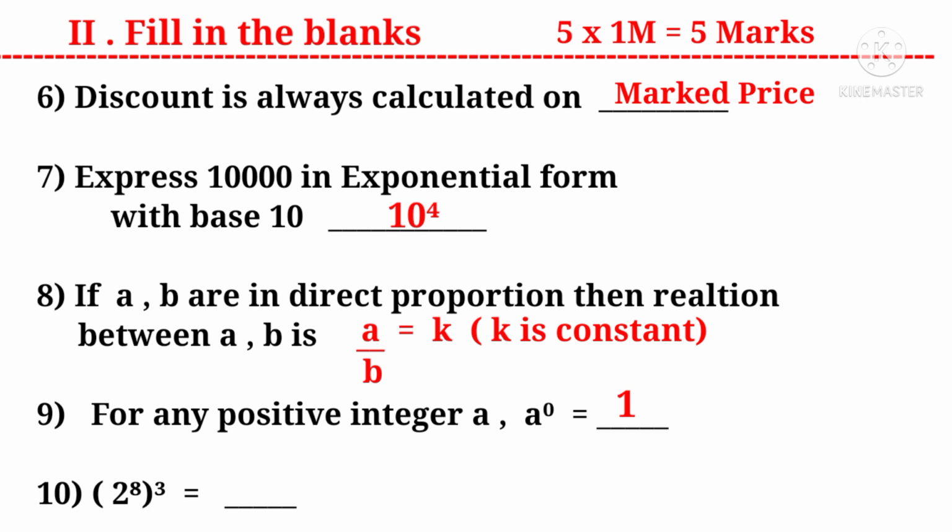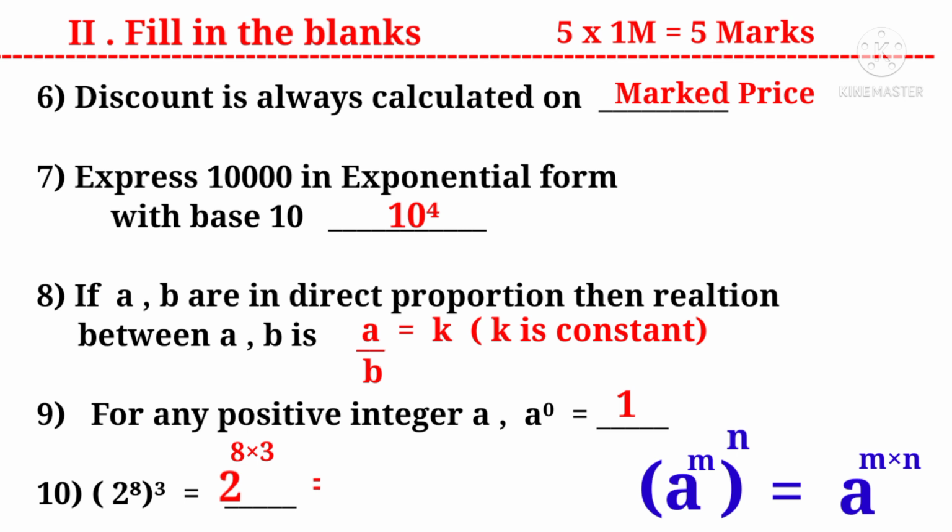Number 9, for any positive integer a, a power 0 is equal to 1. Number 10, 2 power 8 whole power 3 is equal to, we know that a power m whole power n is equal to a power m into n. So 2 power 8 whole power 3 is 2 power 8 into 3, that is equal to 2 power 24. So these are the bits.